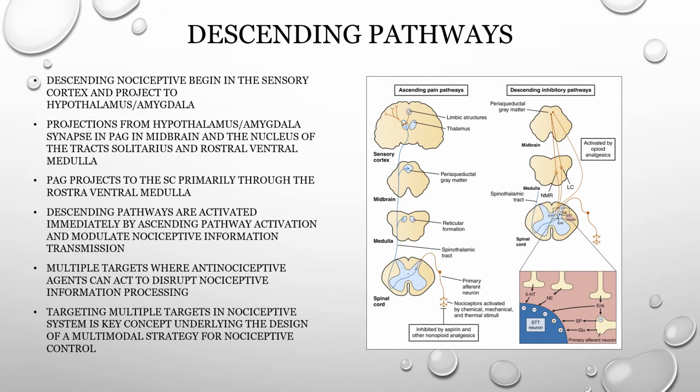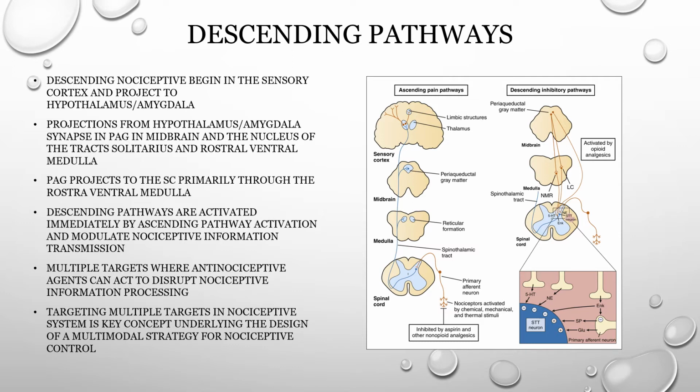The descending nociceptive pathways begin in the sensory cortex and project to the hypothalamus and amygdala. The projections from the hypothalamus and amygdala synapse in the periaqueductal gray in the midbrain and the nucleus tractus solitarius and the rostral ventral medulla in the medulla. The periaqueductal gray projects to the spinal cord primarily through the rostral ventral medulla.